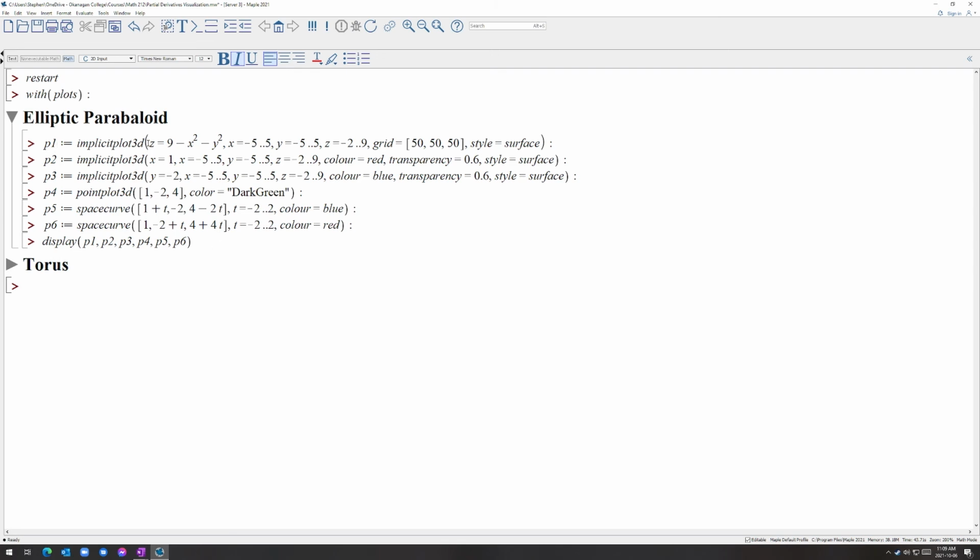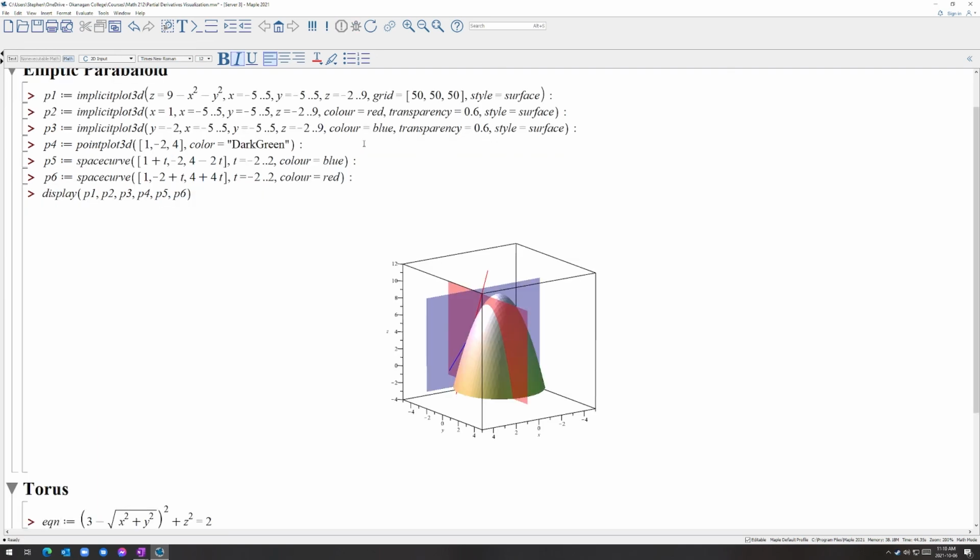But let me just explain briefly that we're going to be taking a look at the elliptic paraboloid z equals 9 minus x squared minus y squared. And we're going to be looking at the partial derivatives of z with respect to x and y at the point (1, -2, 4). So let me put all of these plots together into one display, and let's see if we can make sense of it. Here is the elliptic paraboloid.